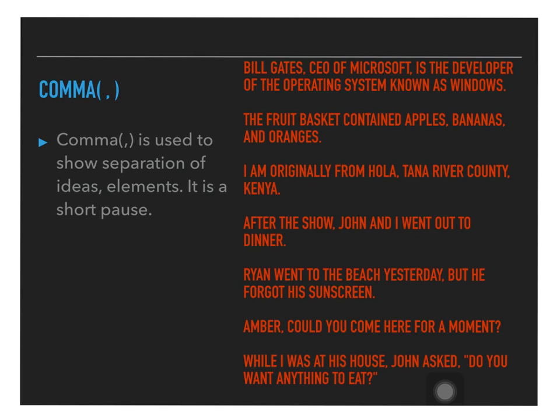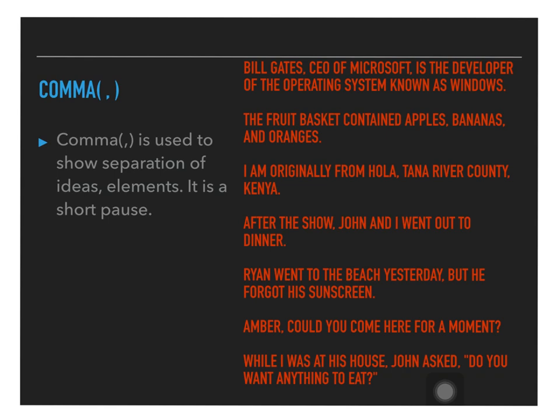Now let's understand this with a few examples. The first example is: Bill Gates, CEO of Microsoft, is the developer of the operating system known as Windows. Now, I'm using commas because I want you guys to take a short pause after Bill Gates. Why? Because I want you to pay attention to who the person is that I'm talking about. Then after that I'm saying CEO of Microsoft. So I'm using short pauses after this information because I want people to pay attention to it.